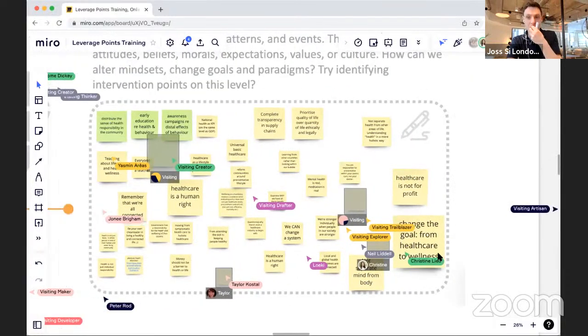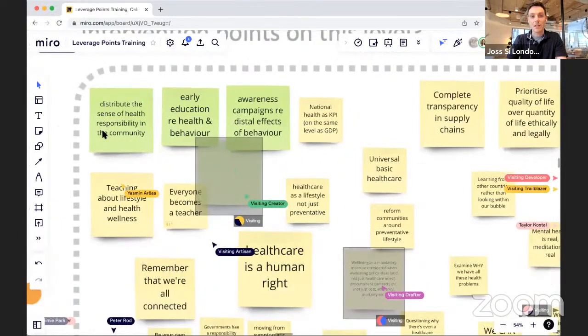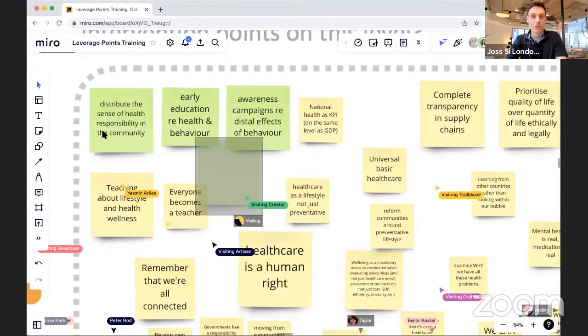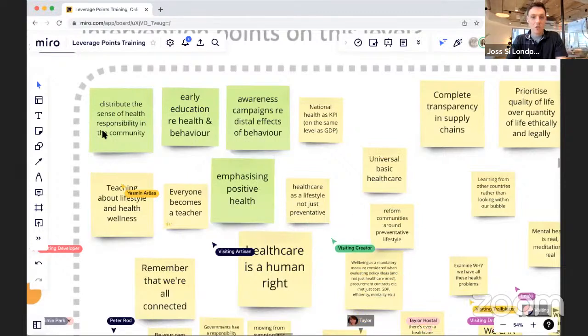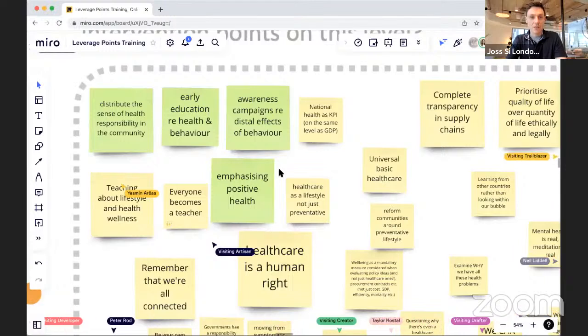Okay, anybody want to share something here around mental models? Any ideas? Distribute the sense of health responsibility to the community. Yeah, we seem to defer this to institutions and doctors and hospitals and pharmaceutical companies that are going to fix us when we have problems. Early education, health and behavior, awareness campaign, distal effects of behavior. National health.